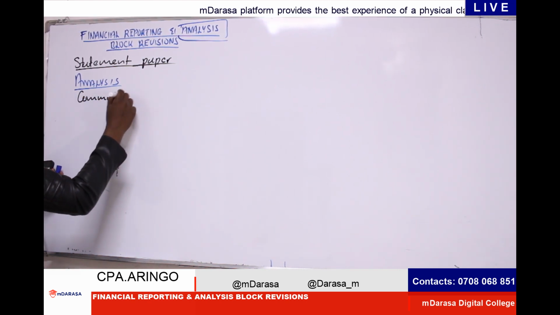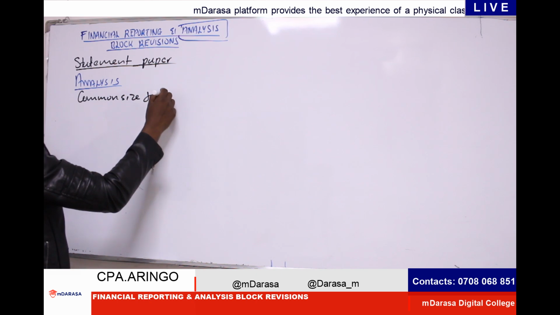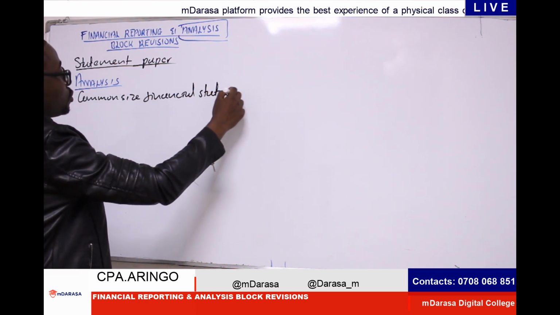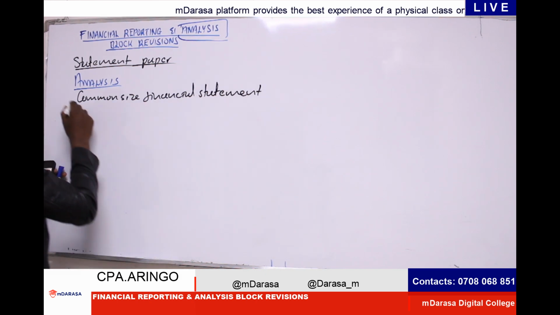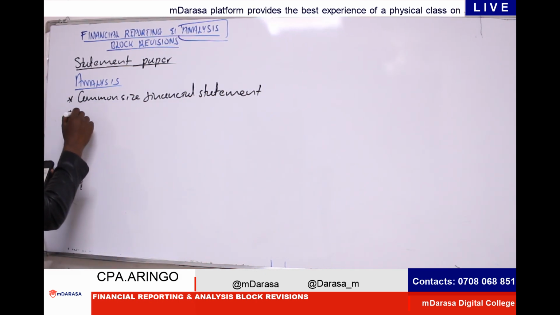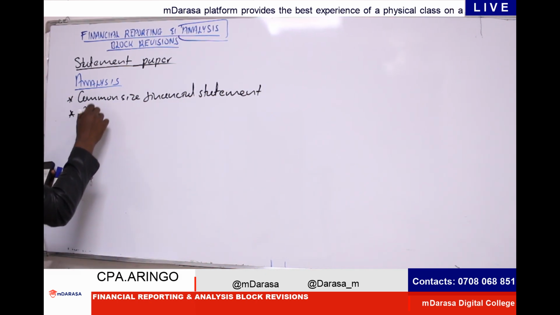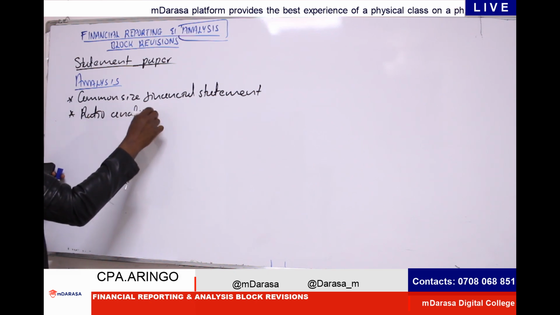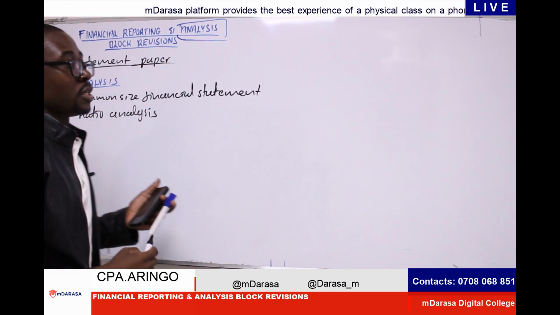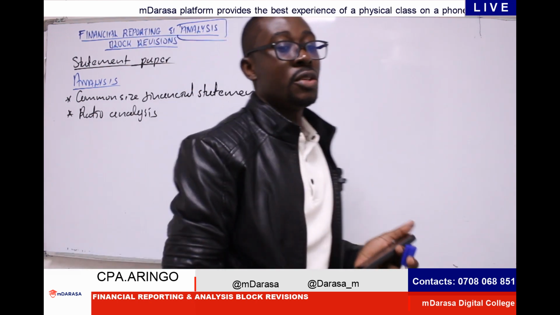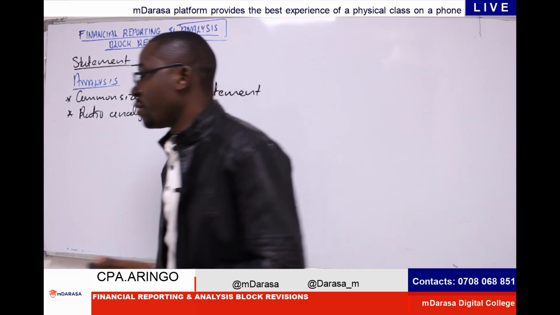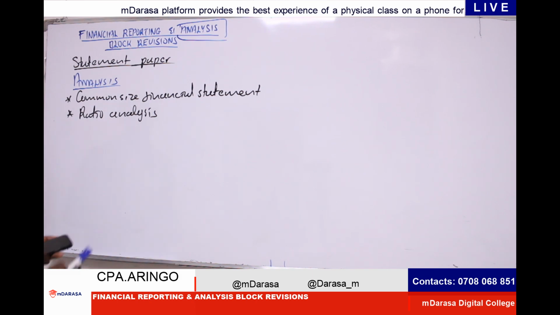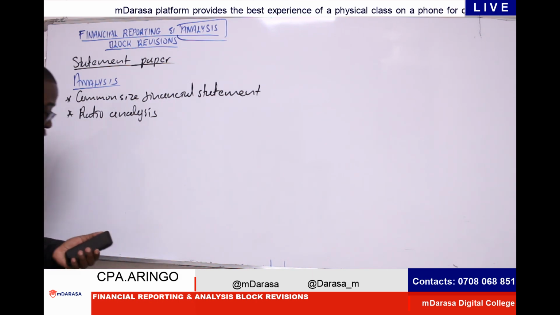common size financial statements. And number two, we talk about what we normally refer to as what? Aspect of ratio analysis. One of these must be there in your paper. That one I can tell you without any fear of contradiction. One of these must be there: common size financial statements or ratio analysis.